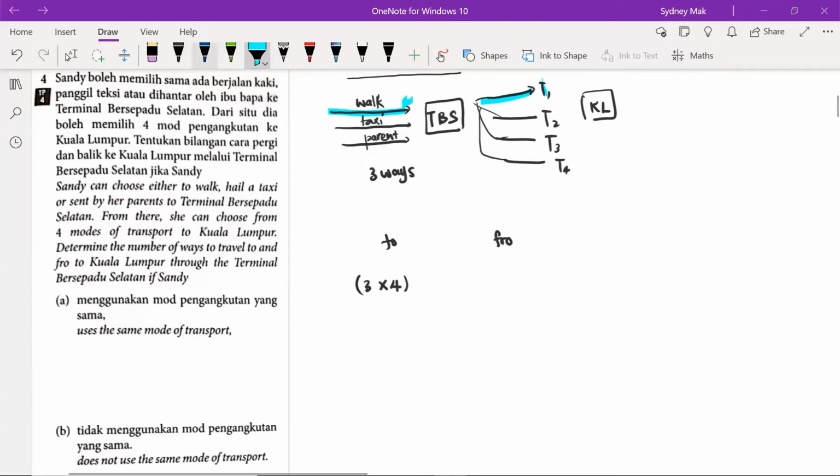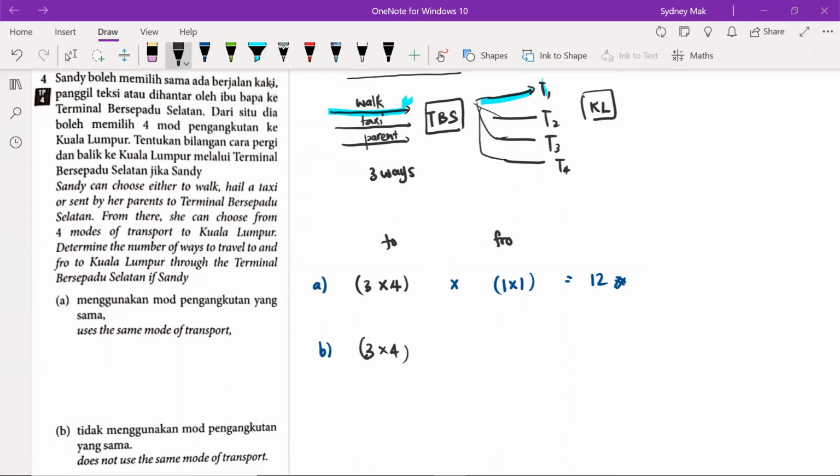Therefore, the number of selection to come back is 1 times 1. Okay, since these 2, to and fro, happen one after another, so we shall multiply it. So for part A, the answer is 12. As for part B, same thing. We have 3 ways to TBS, followed by 4 ways to KL.